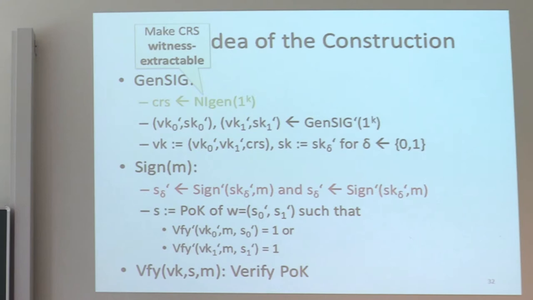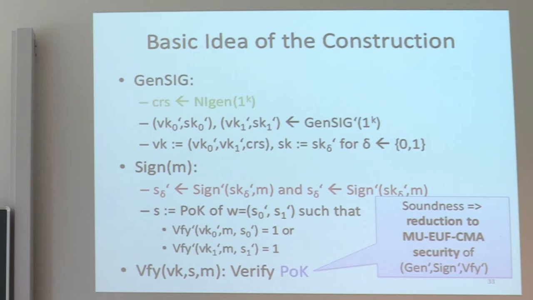So the idea here is that by modifying the sign algorithm such that the signature contains signatures with respect to both keys, we information-theoretically hide which secret key is known to us. And then by the security of the proof system, we can later extract one of the two signatures. And if we are lucky, then it is exactly the signature that belongs to the secret key that we do not know anymore. Okay, and then we can forward this to the signature security experiment.